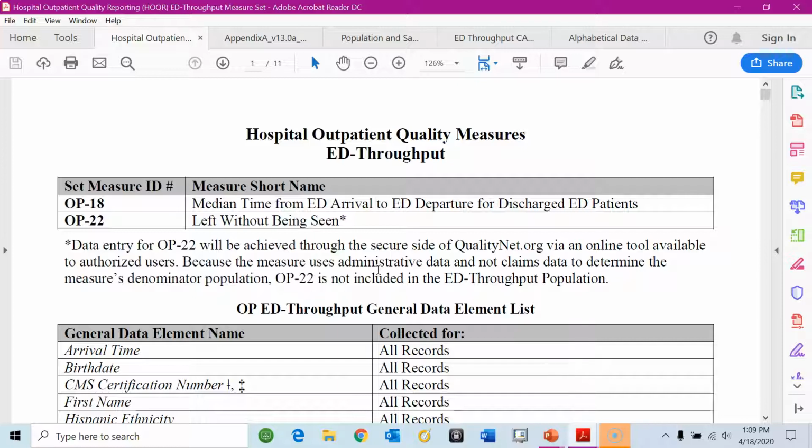In this section, it describes the measure in detail, but because we're just talking about abstraction, that's just what we're going to focus on. So your first step in abstraction is how to determine your population for the measure. What we mean by population in abstraction is these are the records. Which records do I need to abstract? So your population are the records that you need to abstract.